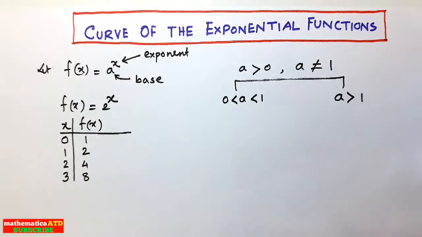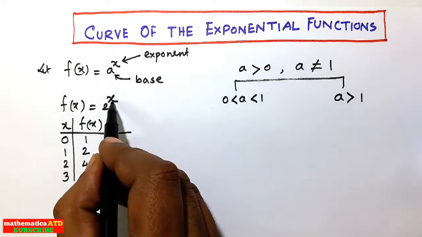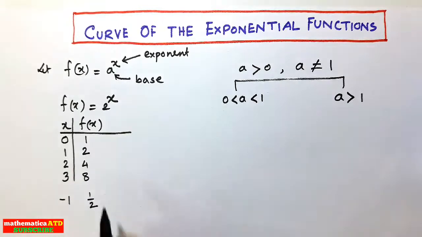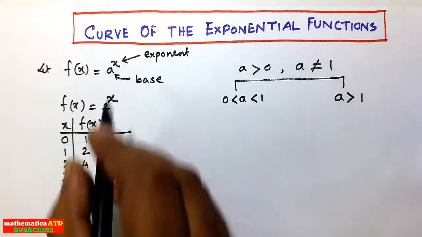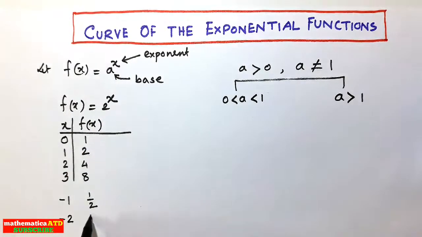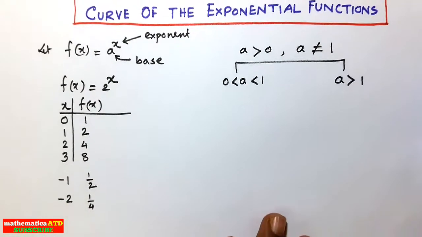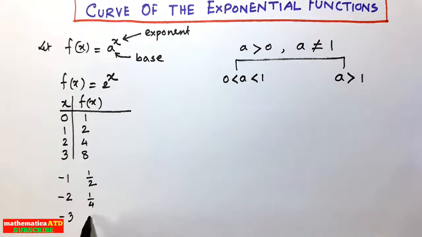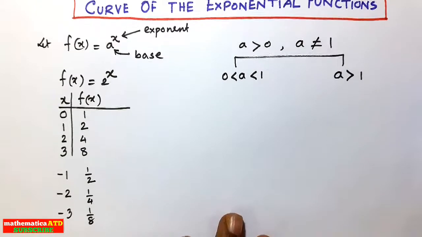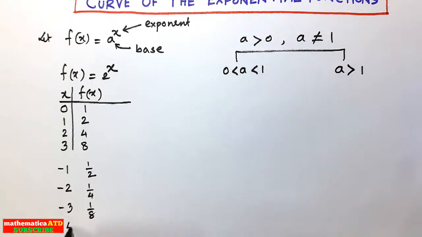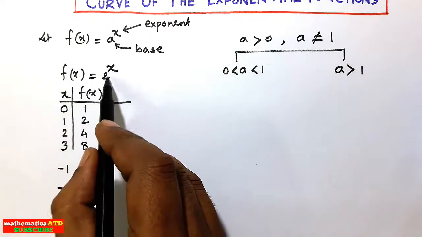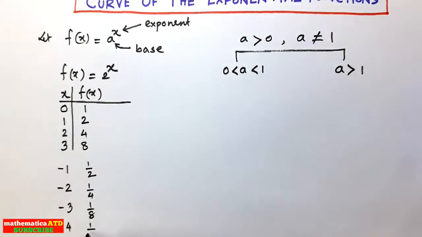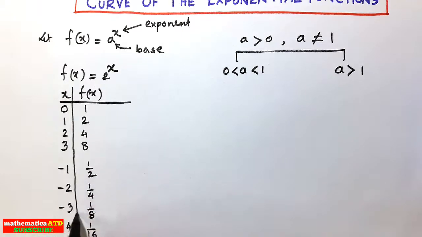And again we can take some negative values of x. Say minus 1. So 2 to the power minus 1 will be half. For x equal to minus 2, the value of f(x) will be 2 to the power minus 2, so this is 1/4. Say x is equal to minus 3. So the value of f(x) will be 1/8. And another value, say we take x equal to minus 4. This is 2 to the power minus 4, that is equal to 1/16. So these are some values we have taken, some positive for x and some negative for x.